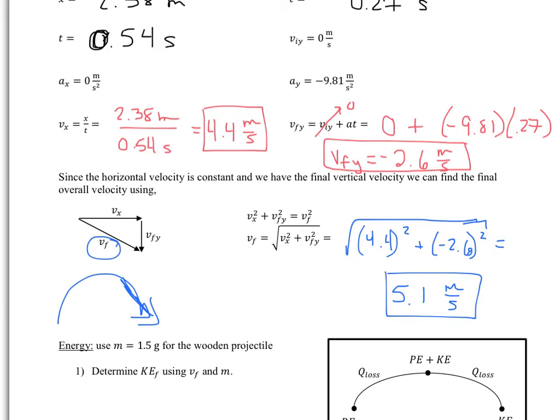Well, now look at what we've got. 5.1 is the overall velocity. And look at the two velocities we had in the components, 4.4 and 2.6, both of which are smaller than 5.1. Just a quick sanity check. So that tells us that the velocity of the wooden projectile on impact, when it hit the ground the first time, is 5.1 meters per second.